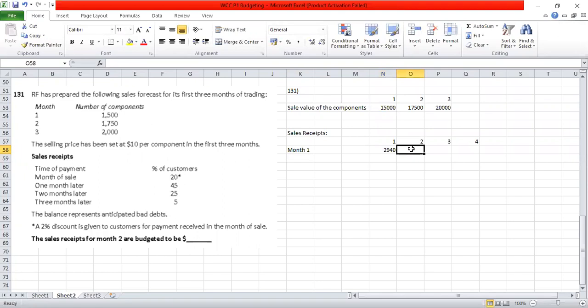So month 1 sale, within the same month, 1 month later, 45% of them will pay. So into 45%. Then we see in the third month, three months later, 5%.